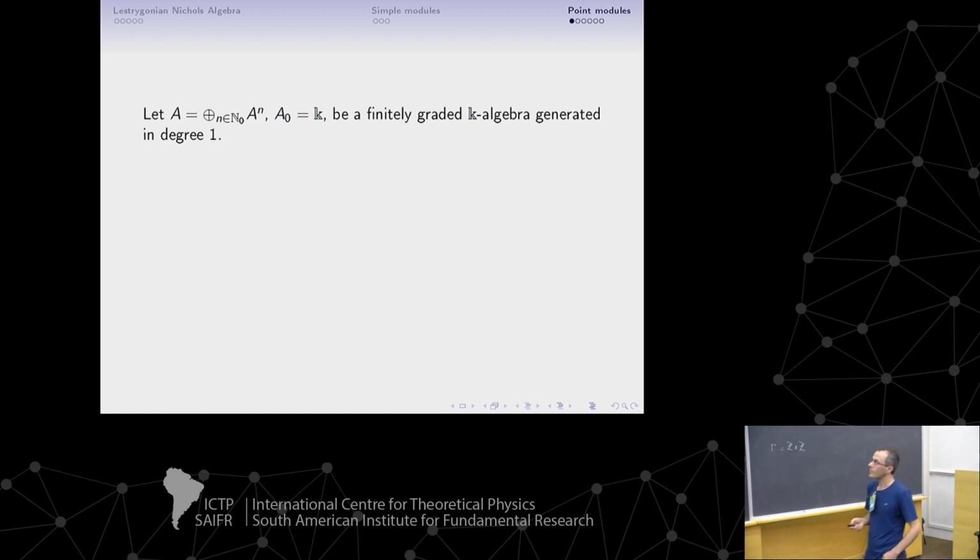Okay. Now I speak about the last part. We start with a graded algebra connected and finitely generated in degree 1. Note that our algebra satisfies this condition because it's graded, is connected, and generated in degree 1 by 3 elements, x1, x2, and x3.